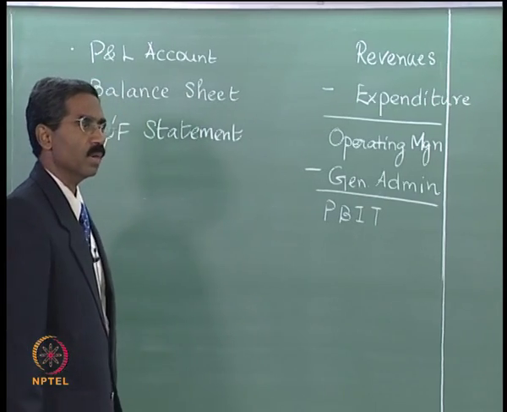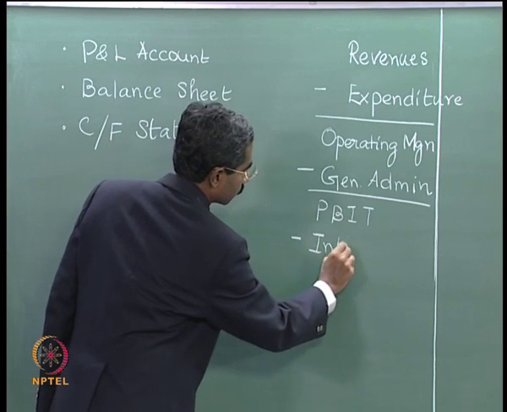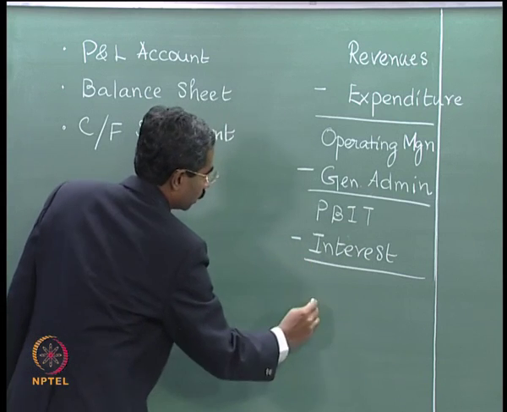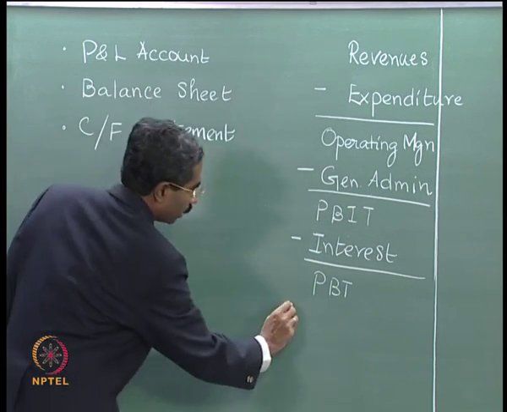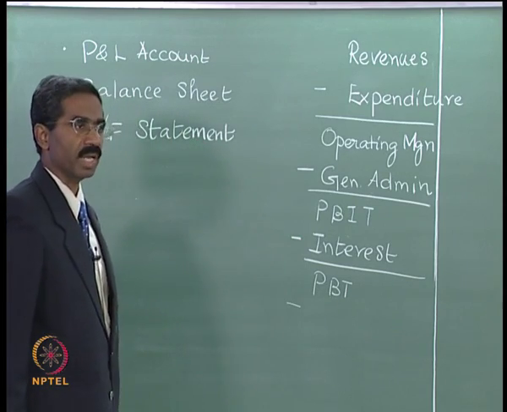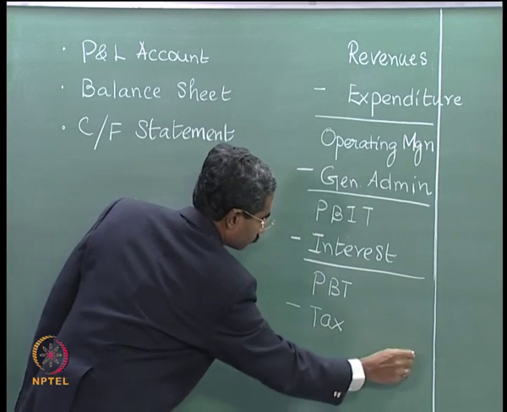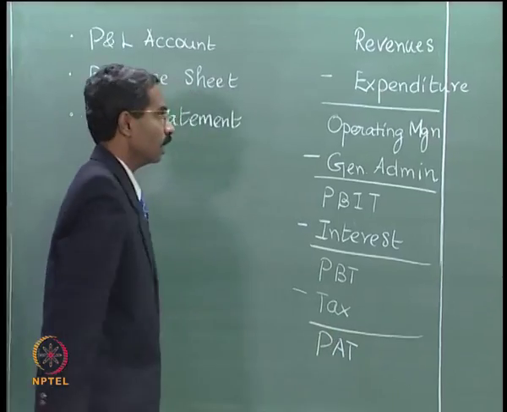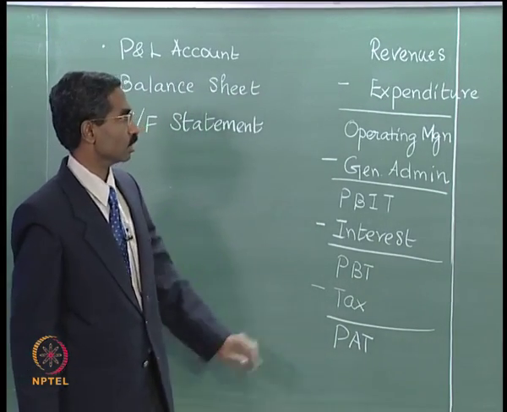If the company has borrowed a certain amount of capital, it will have to pay interest, and net of interest we have profit before tax. A profit making company has to pay tax to the government, then we have tax, then we have profit after tax. So this is the general overall scheme of a profit and loss account.